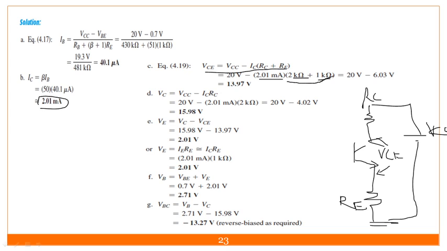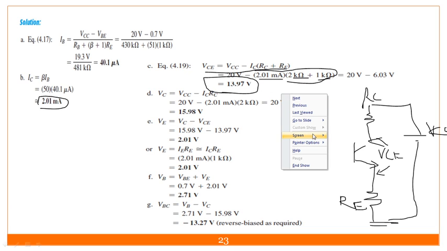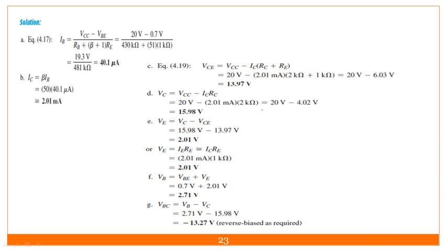If you are using a calculator, you will find this answer. So VCE is equal to how much? 10.97 volt. VCE is equal to 10.97 volt over there. So if you are getting this value, then the remaining things are very easy.